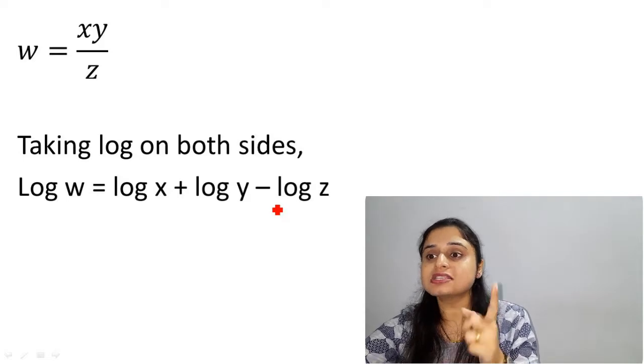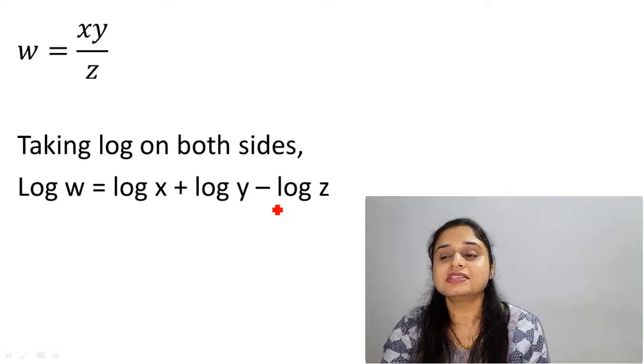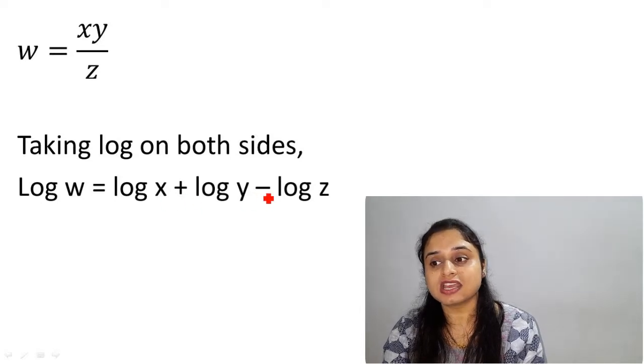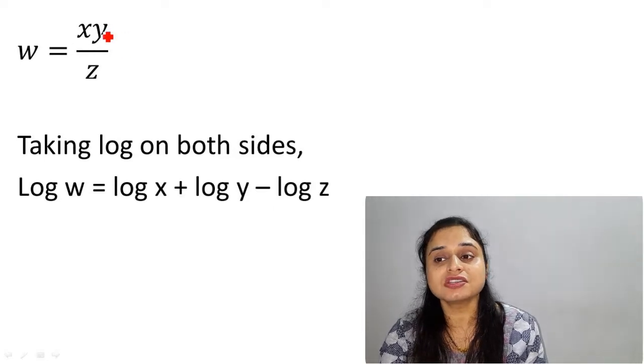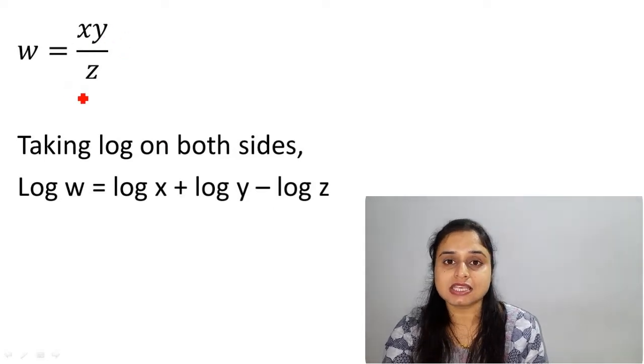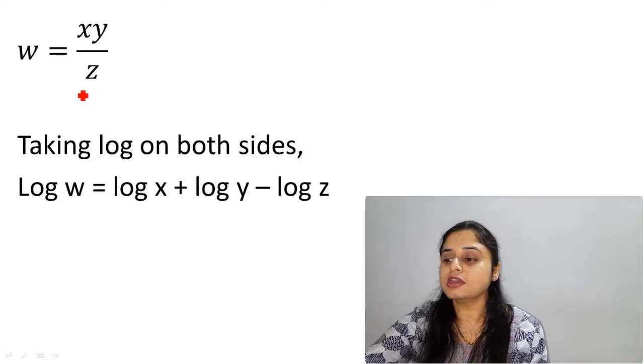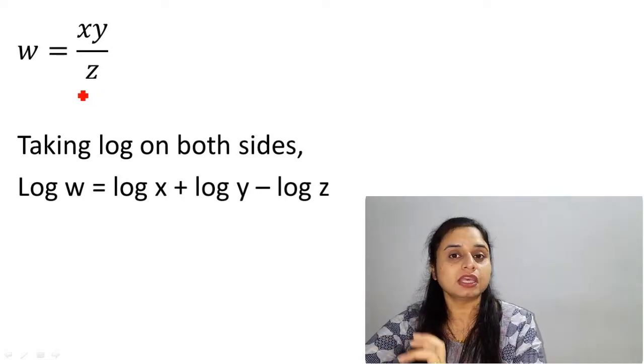Why is it minus? Because when it is in division form, the sign we get when we take the log is the minus sign. When multiplication is there, the sign is always positive when we take the logs. So this is the equation by taking the logs.